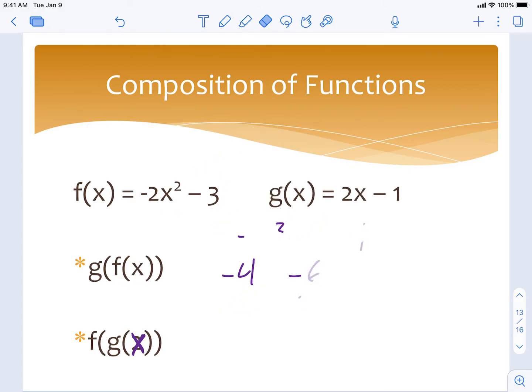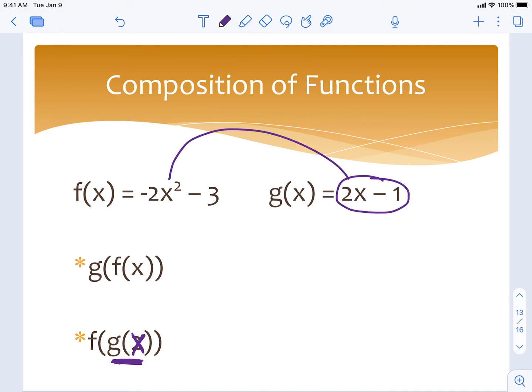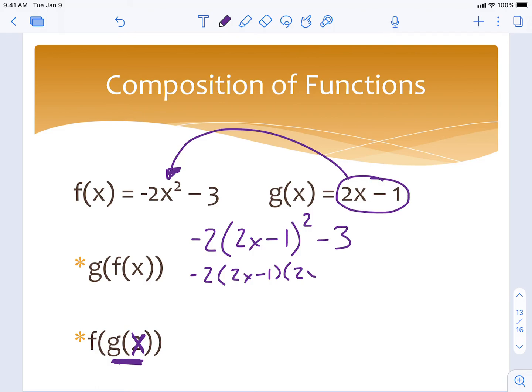All right, next one. Same idea, except now we're going the other direction. So it's g of x, the equation g is going to get plugged into the equation f. So I'm going to take this and I'm going to plug it in for that x. That's going to give us -2, and x is now replaced with 2x minus 1 in parentheses. x gets squared minus 3. This one's going to have a few more steps to it because we have to square that binomial. So -2 times 2x minus 1 times another 2x minus 1, and that minus 3 on the outside.